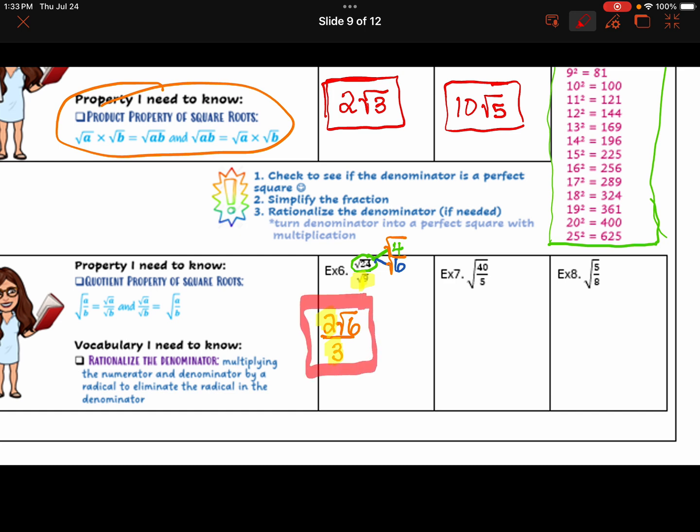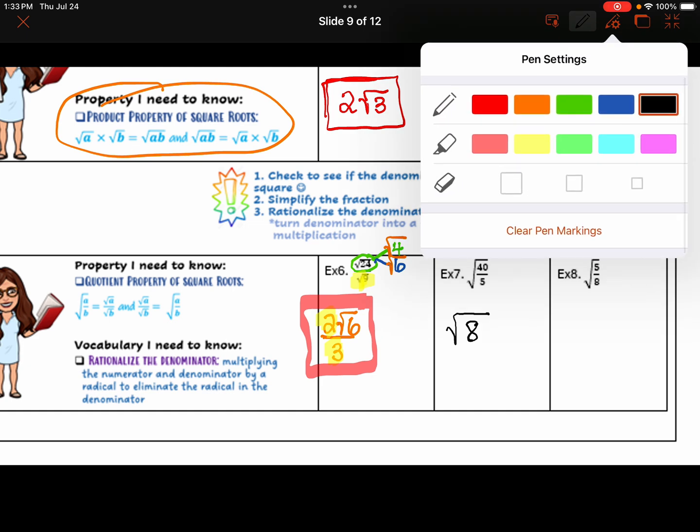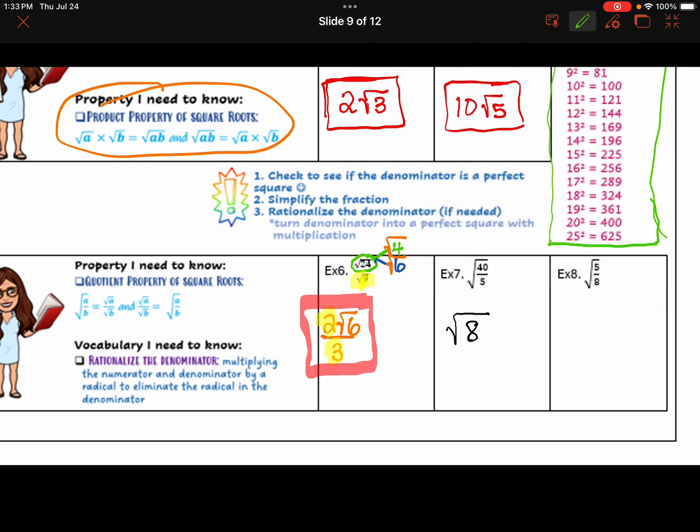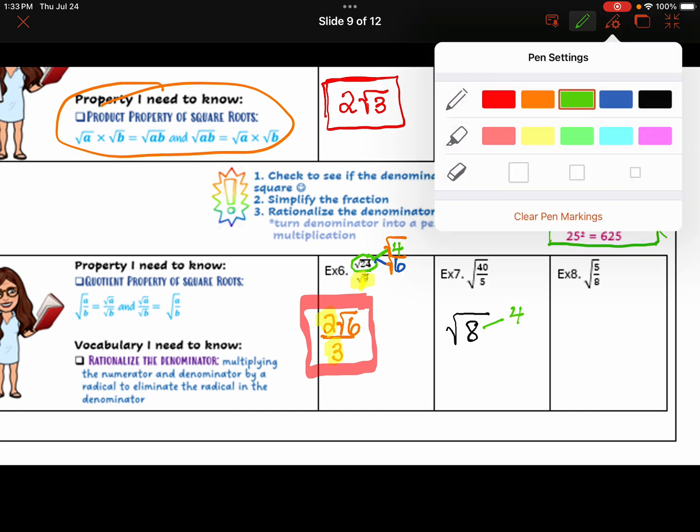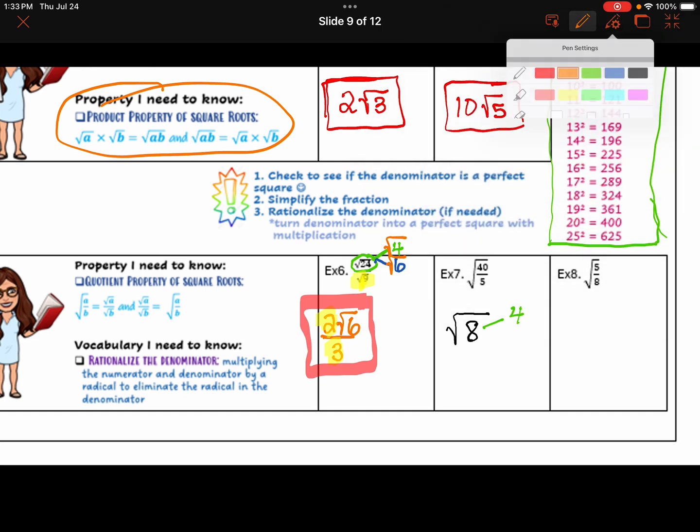Okay, example 7. I look and the denominator, 5, is not a perfect square. So before I panic, I say, ooh, could I simplify this whole problem? So 40 divided by 5, that can be simplified. 40 divided by 5 is 8. And now I'm good to go. I don't have to stress out. I have what I need, and I'm back up to no more fractions. So now I'm going to say, okay, well, 8 is really just 4 times 2.